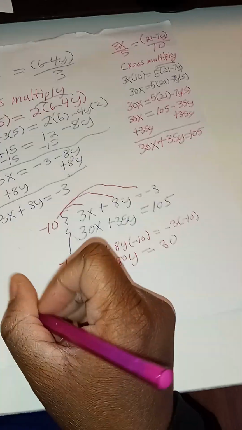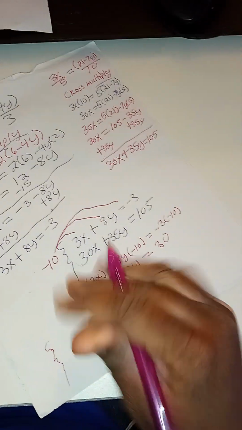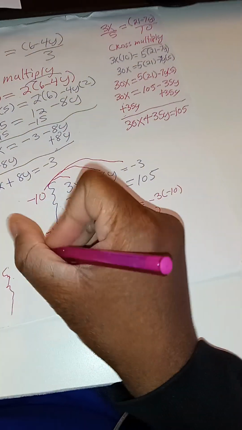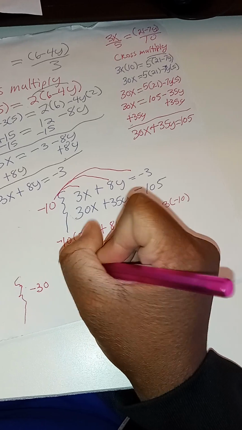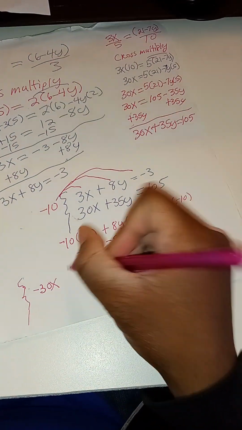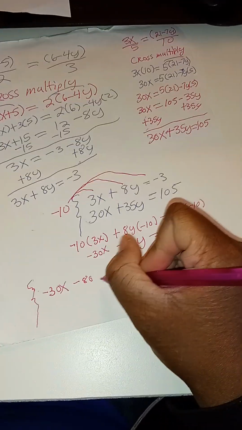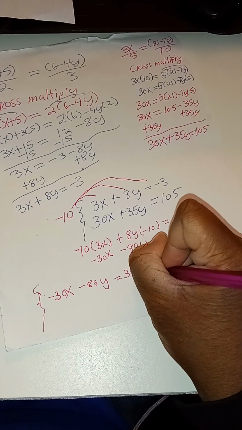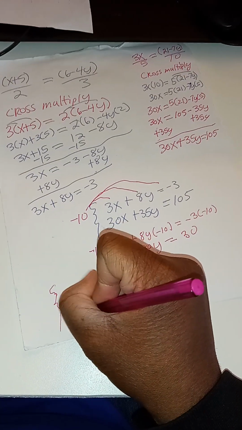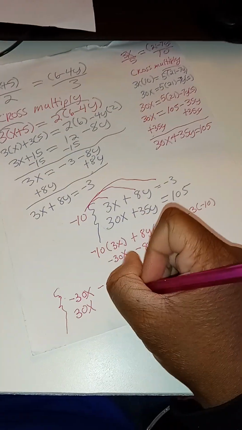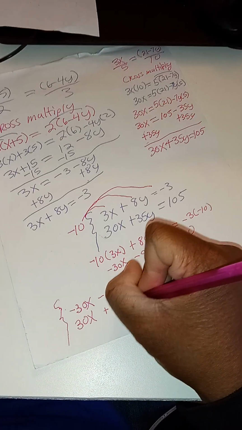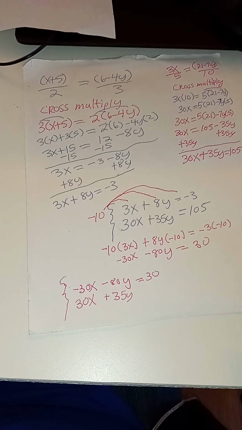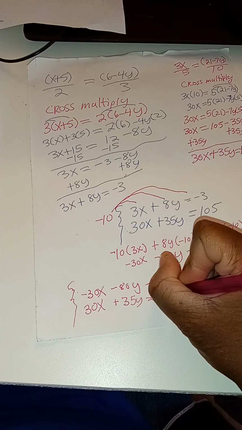And so now we're ready to go to the next step. So now that becomes negative 30x minus 80y is equal to 30. And then the second equation stays the same. So 30x plus 35y is equal to 105.